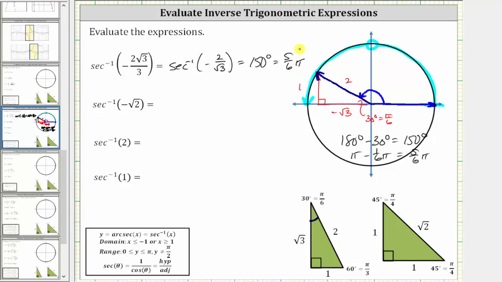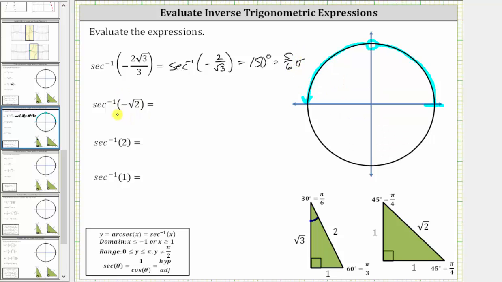Next we have inverse secant of negative square root 2. It may be helpful to write negative square root 2 as a fraction with the denominator of 1. This is equal to inverse secant of negative square root 2 divided by 1. And again, because the given secant function value is negative, we ignore the negative sign for a moment and, using the reference triangles, determine which angle has a secant function value of positive square root 2 divided by 1.